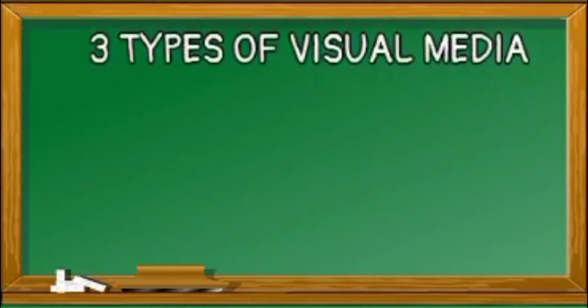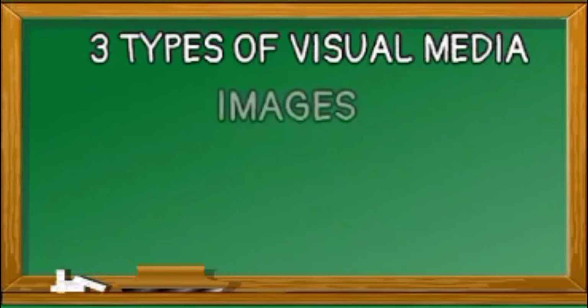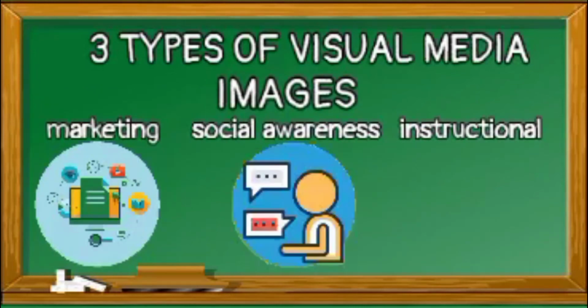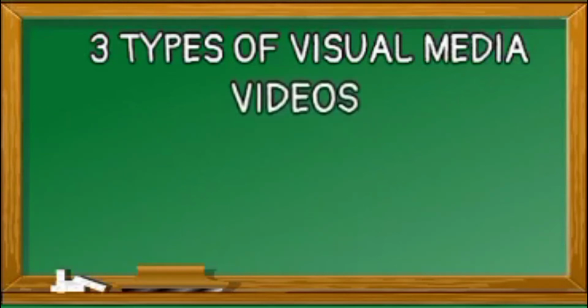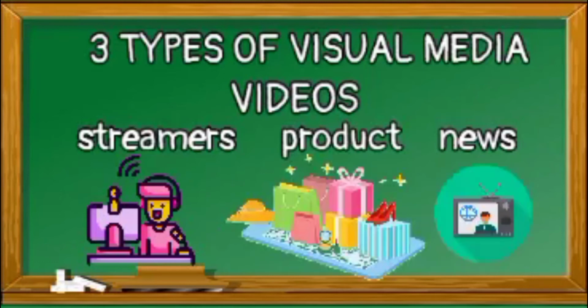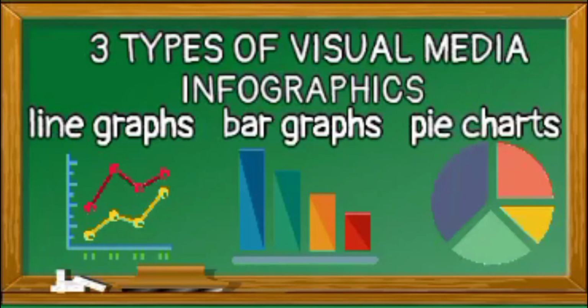We have three types of visual media: images, videos, and infographics. In images, we have marketing, social awareness, and instructional. The most common type of visual media being used by online marketers today. Videos, such as those on swimmers, products, and news, are very engaging content. Internet users prefer to watch videos because they want to see what a product can do for them in real life. Infographics, we have line graphs, bar graphs, and bar charts. They are visually attractive and present research facts in a way that is very simple to understand.